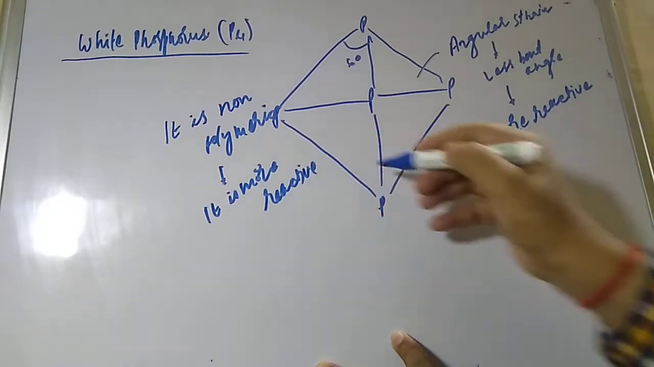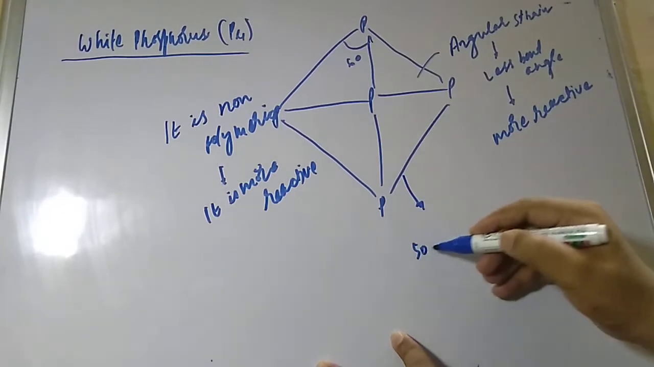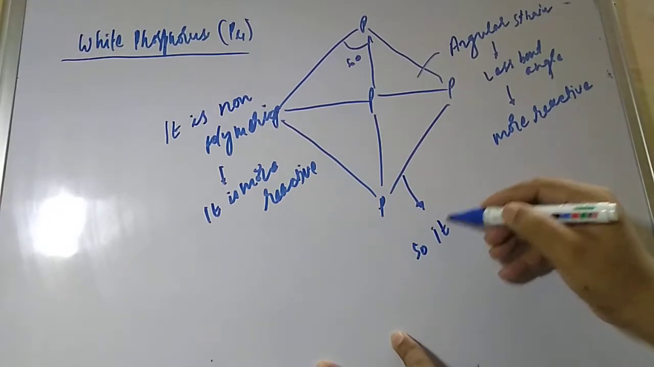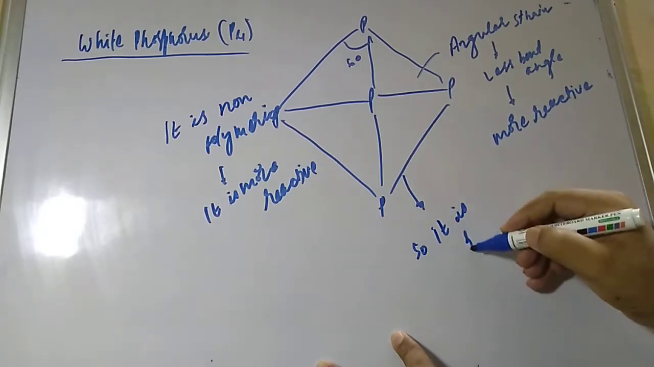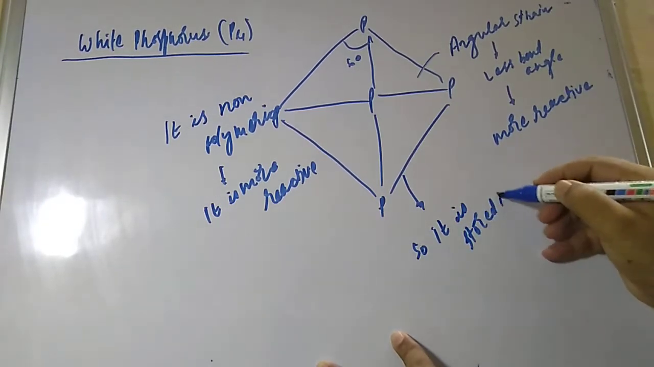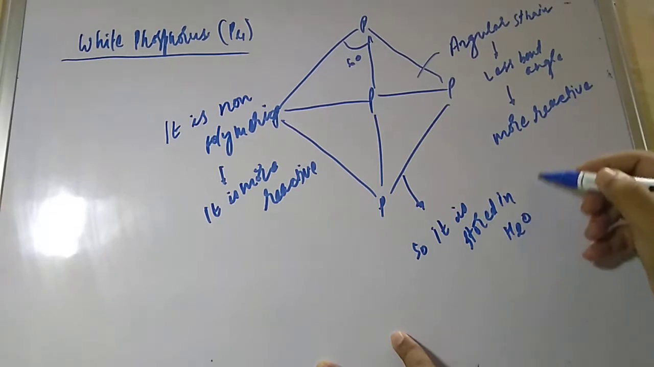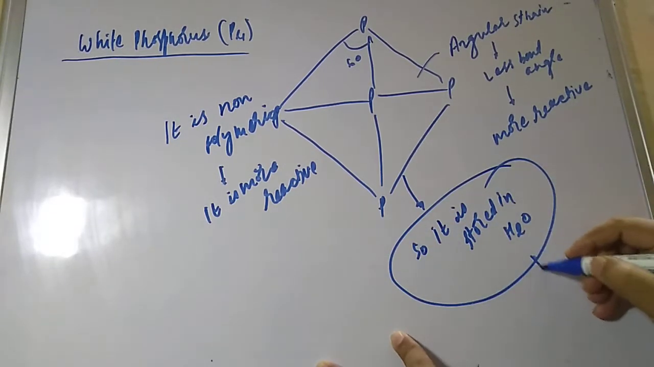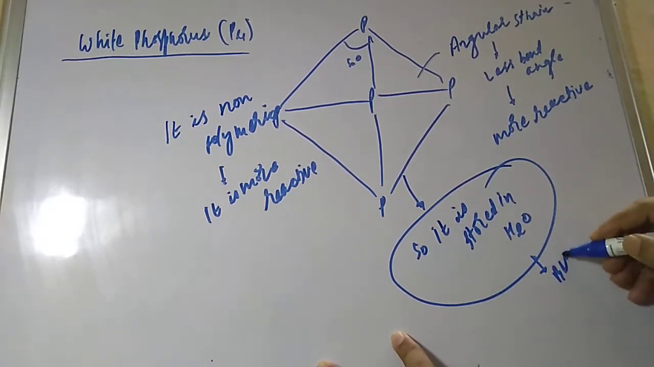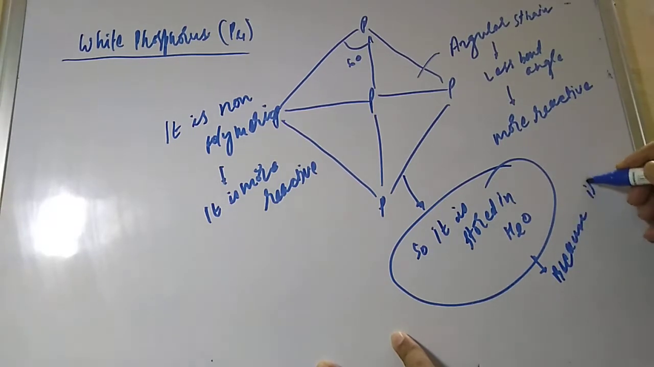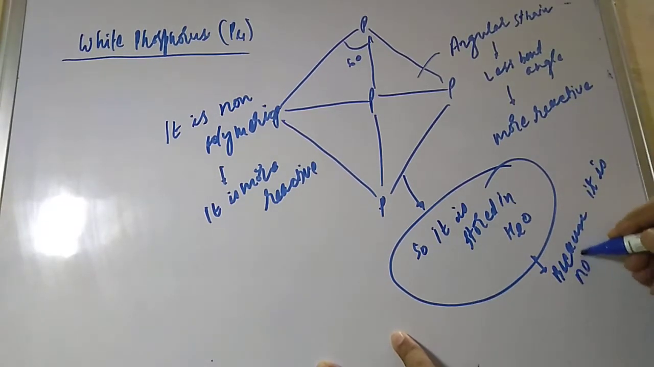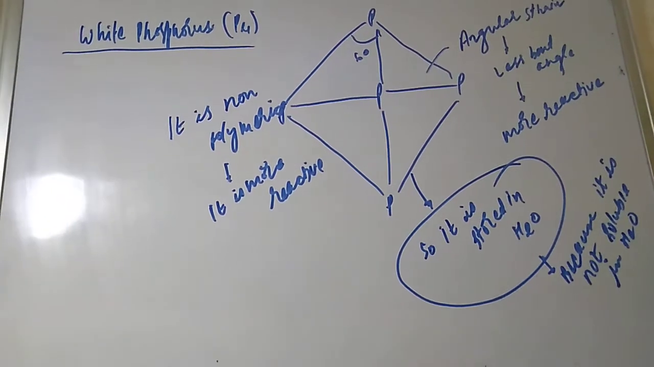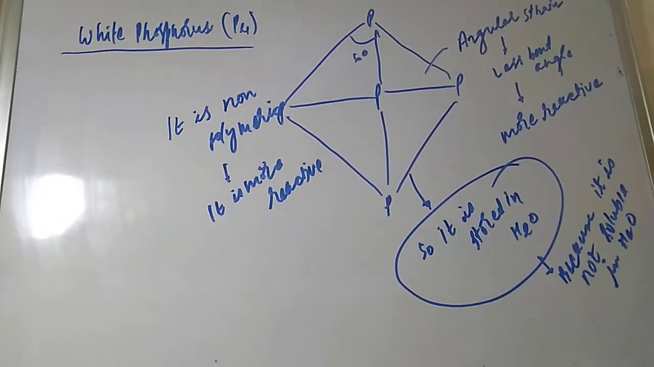So where is it stored? Because it is more reactive, it is stored in water. Why is it stored in water? Because it is not soluble in water, so it is stored in water. So these are some of the properties.